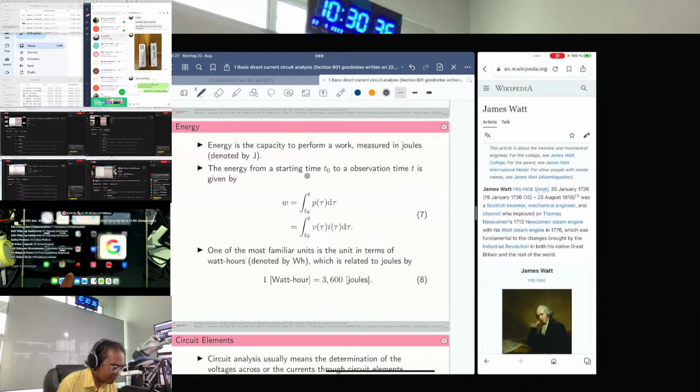And energy can be derived from the power from the starting time t0 until the observation time t. So you can make the integration, and this is the dummy variable.